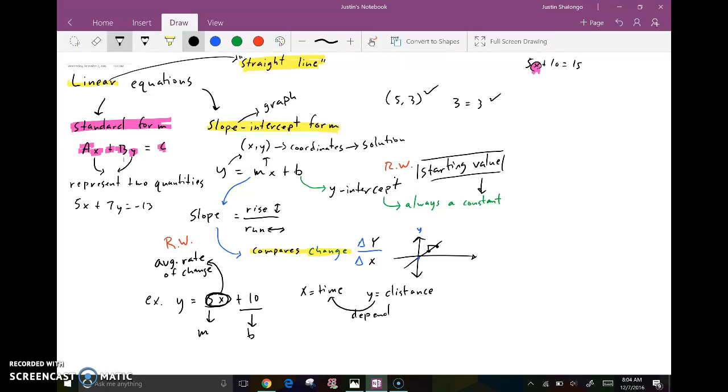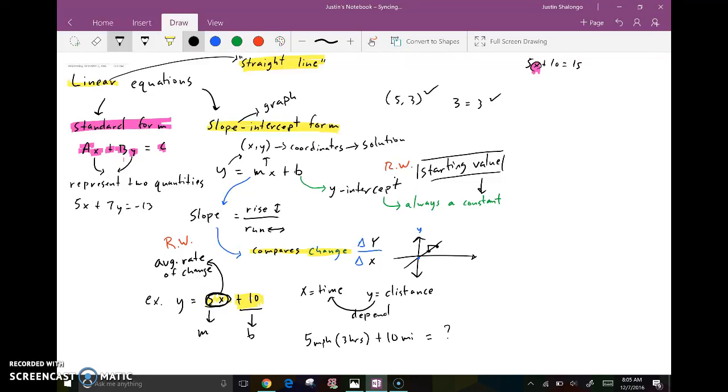So let's say we want to know the total distance that we've gone. If we're going 5 miles an hour and we started 10 miles from home, how far are we from our house? So we'd figure it out. Okay, we've gone 3 hours, so we'd say we're going 5 miles an hour times 3 hours, plus we started 10 miles away from our house. How far are we away from our house?